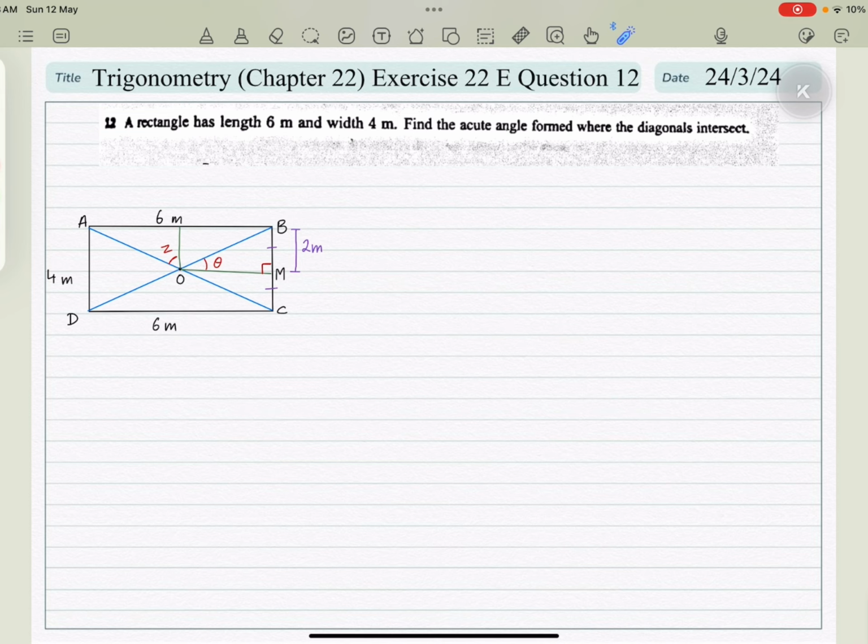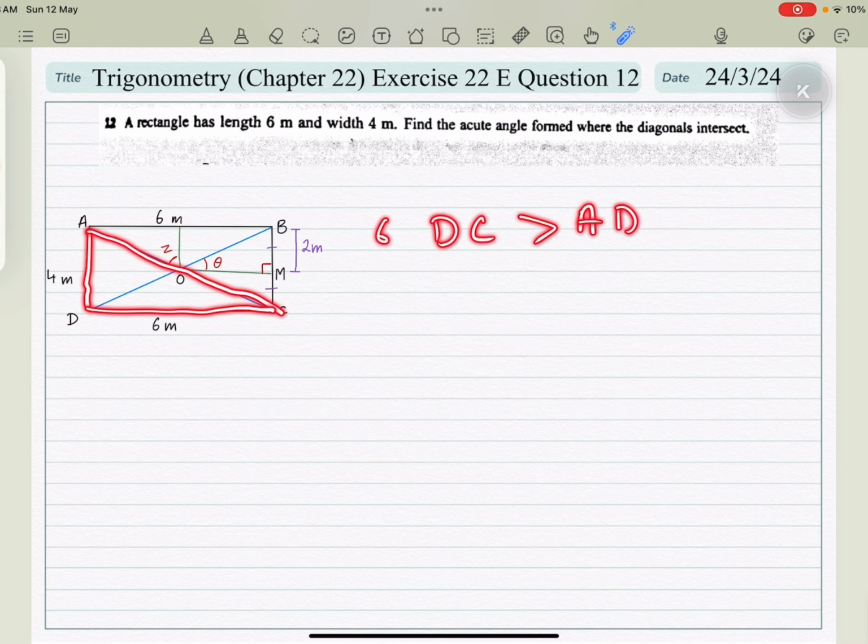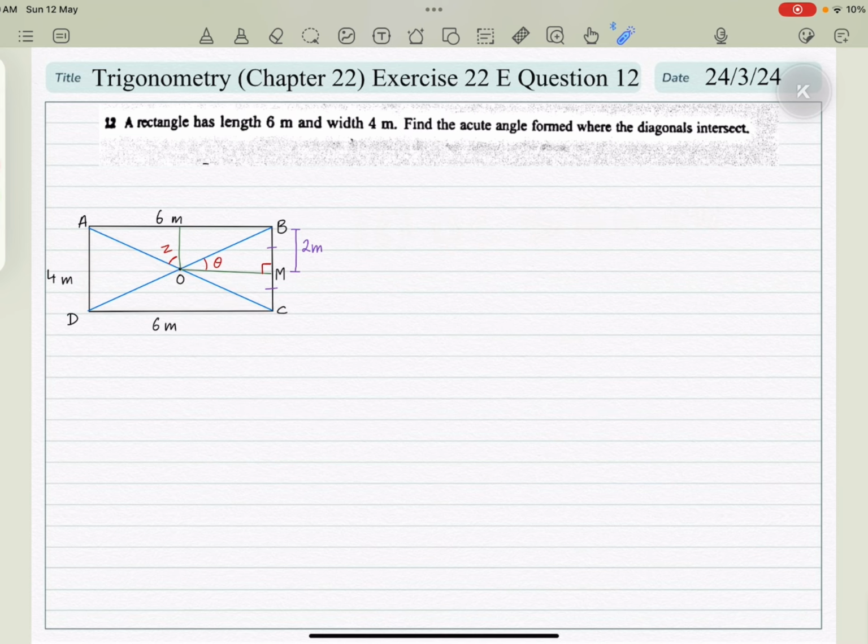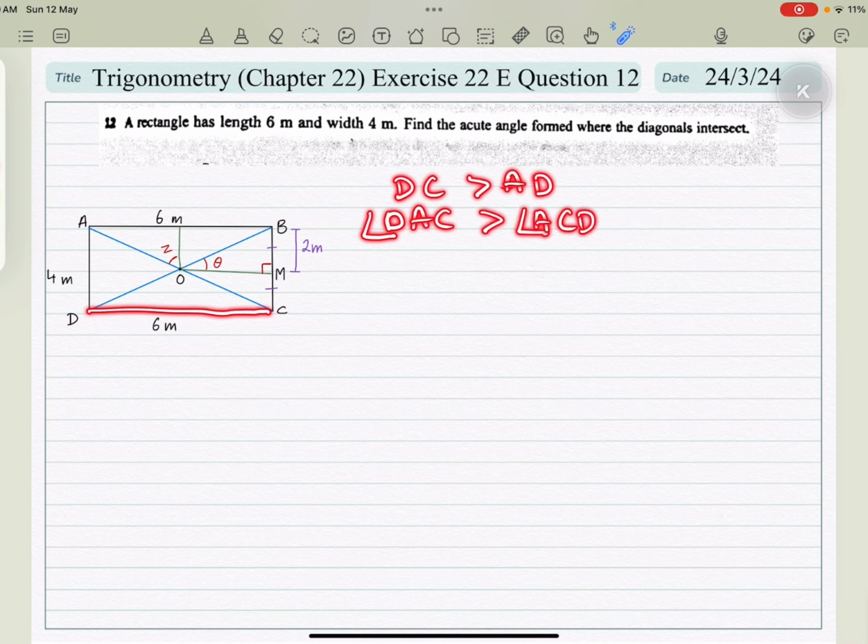So one way of proving is to look at this triangle ACD. In this triangle, DC is greater than AD because this is 6 and this is 4. We know from a theorem which states that the longest side has the largest angle opposite to it. So if DC is greater than AD, then the angle opposite to DC, that is DAC, is greater than the angle opposite to AD, that is ACD.